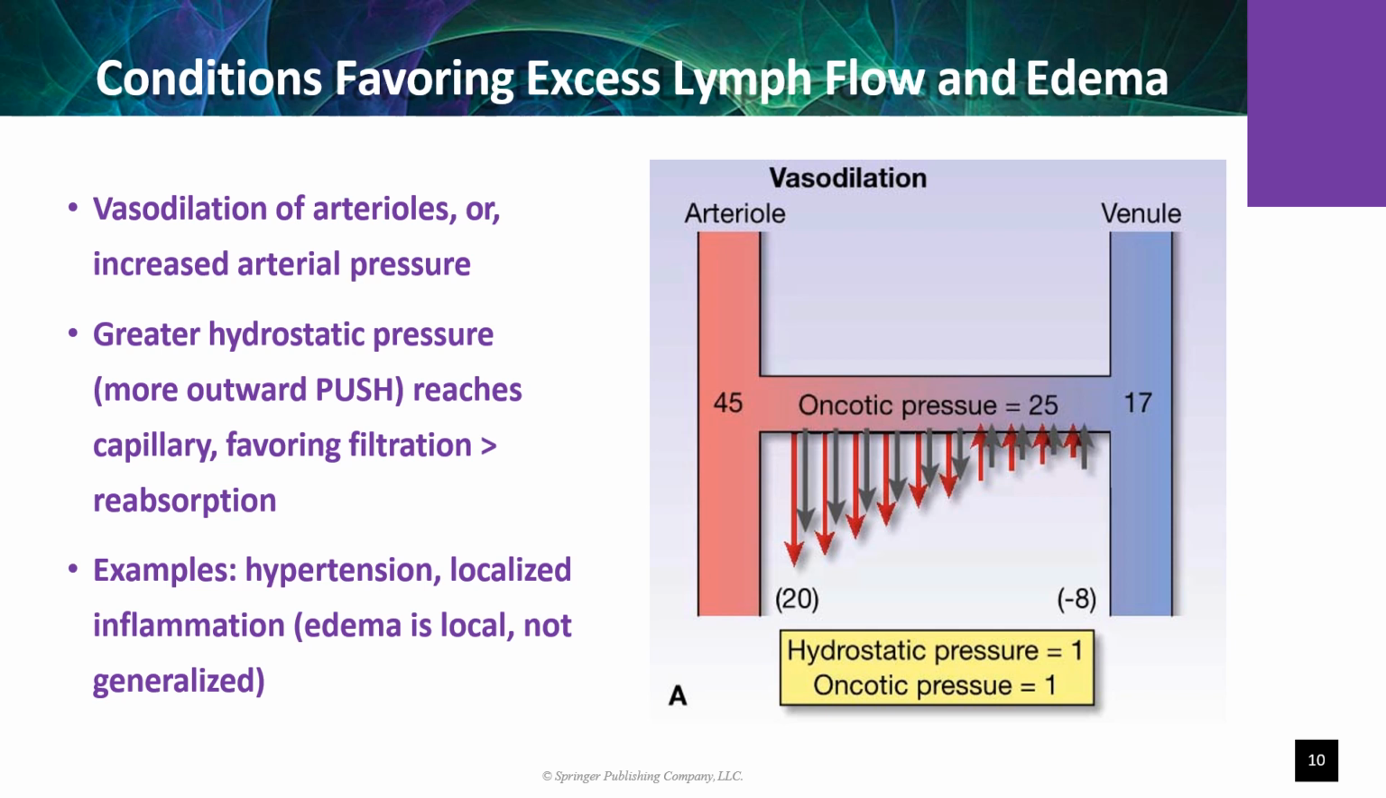When tissue trauma triggers an innate immune response, histamine is released into the region. Histamine promotes vasodilation and increased capillary permeability, both of which favor filtration over reabsorption and produce the cardinal inflammatory sign of swelling.